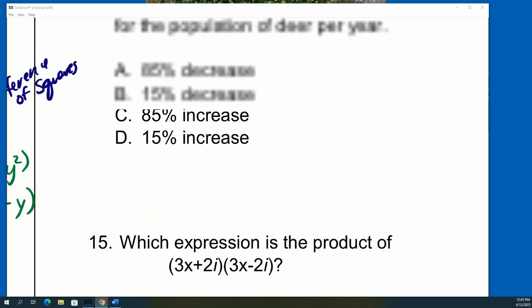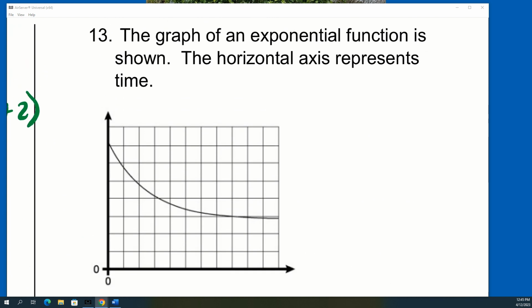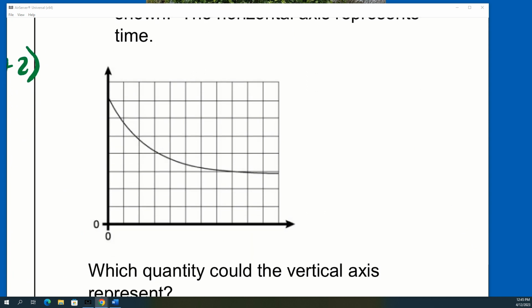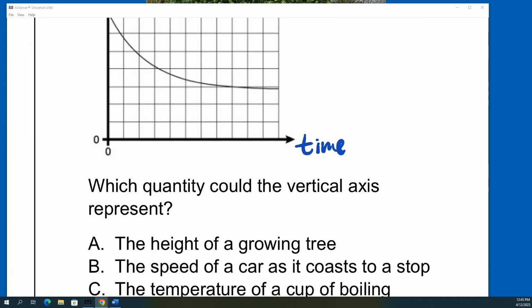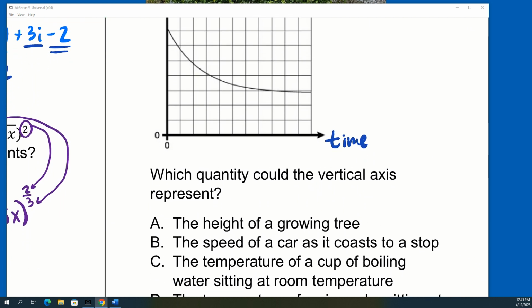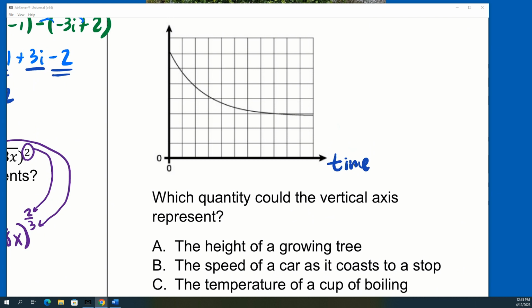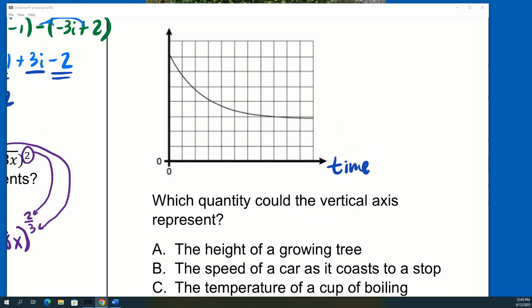Okay. Let's look at 3 more. So on number 13, the graph of this exponential function is shown. And we do have a horizontal axis, which is time. And then the question is, what quantity could be the vertical axis? So could this graph represent the height of a growing tree? No, because this is dropping. A growing tree is never going to get shorter. So that would be no.